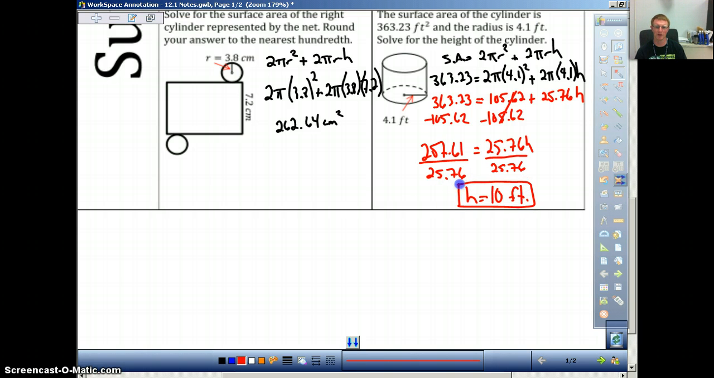So again, you do have to pay attention to what they're asking for. If they're giving you surface area, then you're going to use your formula. This is the same thing as before. Write out the formula, plug in what you know, and then solve. Okay? So hopefully that makes sense.